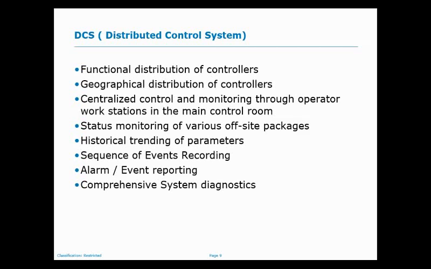And with the geographical and functional distribution, you will also have status monitoring, historical trending of various parameters, sequence of events, alarm and event reporting, and then you will also have fault diagnostics. And when you say measure, manipulate, control and monitoring, you will relate to these parameters of the DCS.